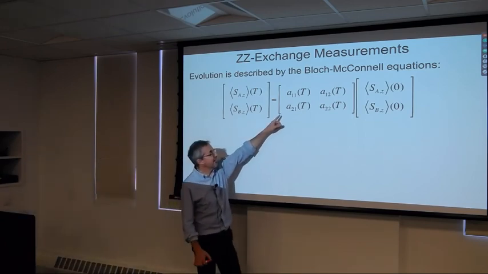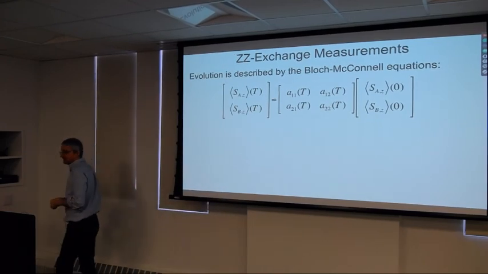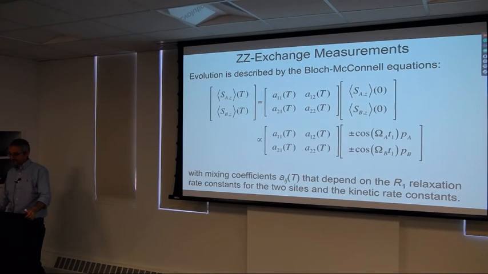These A's are the elements of an exponential matrix, or a matrix exponential. So those are some complicated functions of the R1s and the rate constants and the populations. That's not so important. So I just plugged in the initial values.